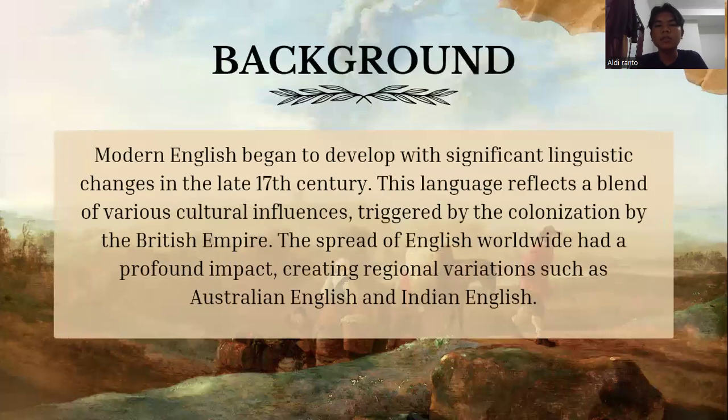And then let's move to the background. Modern English began to develop with significant linguistic changes in the late 17th century. This language reflects a blend of various cultural influences triggered by the British Empire. The spread of English worldwide had a profound impact, creating regional variations such as Australian English and Indian English.